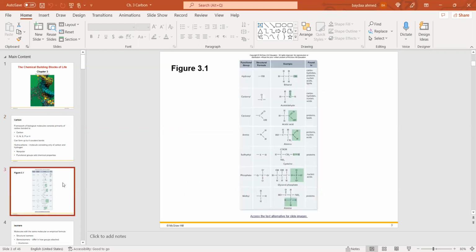We have different functional groups, those molecular groups that attach to the hydrocarbon molecules and confer chemical properties or reactivities. They are responsible for the chemical reactions of hydrocarbons. We have hydroxyl, carbonyl, carboxyl, amino, phosphate, and methyl groups.